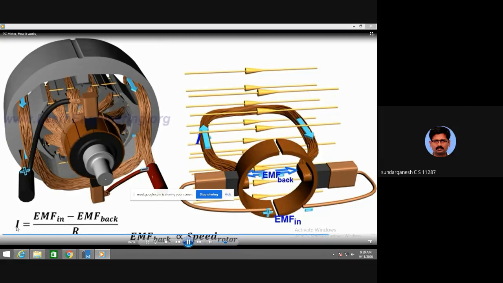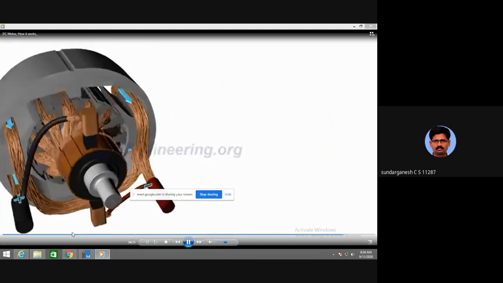This is the equation for the armature current: EMF in minus EMF back, divided by R. Initially the back EMF is 0, so it is EMF in divided by R. EMF in is the voltage we are giving.